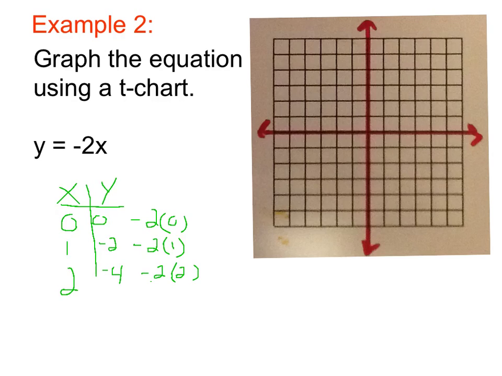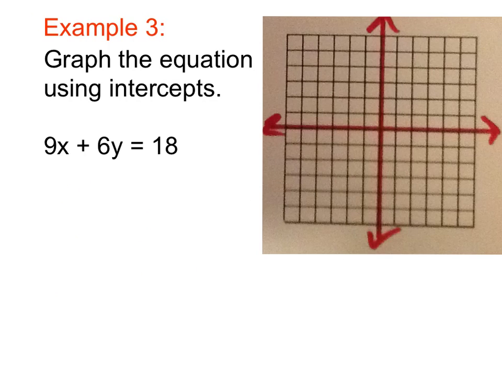So let's go ahead and go to the coordinate plane. We got a point at 0, 0, a point at 1, negative 2, and a point at 2, negative 4. We've got at least 3 points. We will draw a line through those points, and it is graphed. Okay, so if we graph this equation using intercepts, we're going to solve the equation once with x being 0 and once with y being 0.